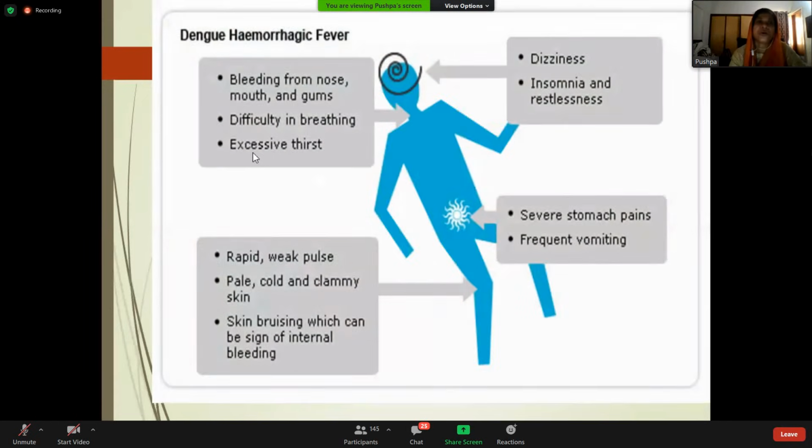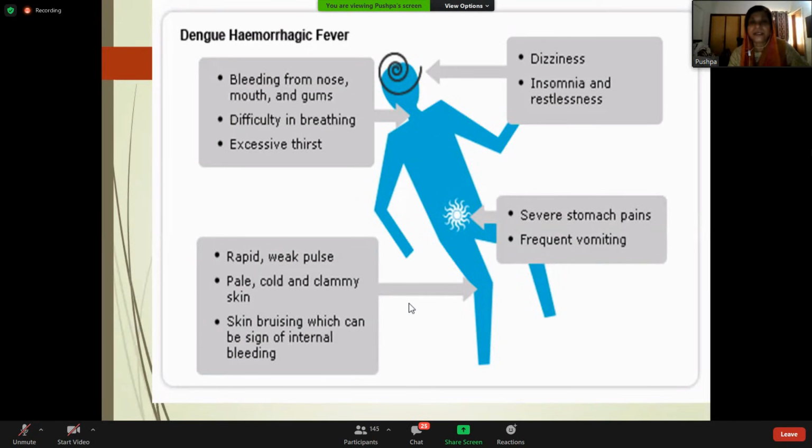Okay, so in dengue hemorrhagic, what happens? There's dizziness, insomnia, restlessness, bleeding from nose, mouth, and gums, difficulty in breathing, excessive thirst, severe stomach pains, frequent vomiting. Here, pain can be due to bleeding inside the GIT. Rapid weak pulse, pale, cold, and clammy skin.